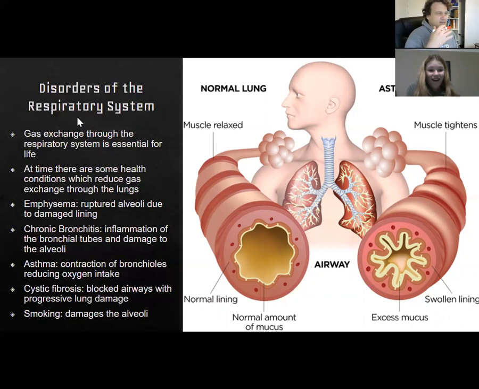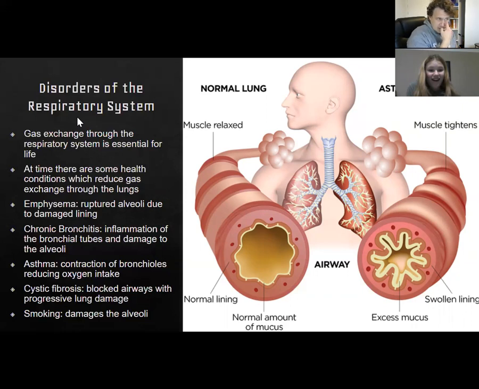And then we have these, and some of these are diseases of lifestyle choices. So emphysema is typically a disease of smoking. It can also be caused by environmental pollutants, as well as secondhand smoke, and what's the other one? I can't remember now. Anyway, the alveoli actually rupture because the lining becomes damaged.